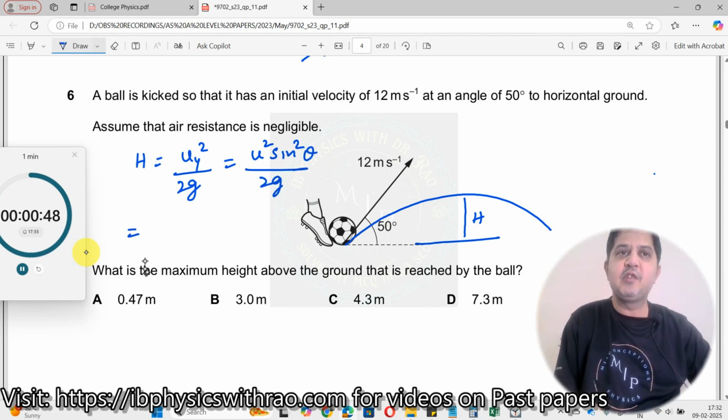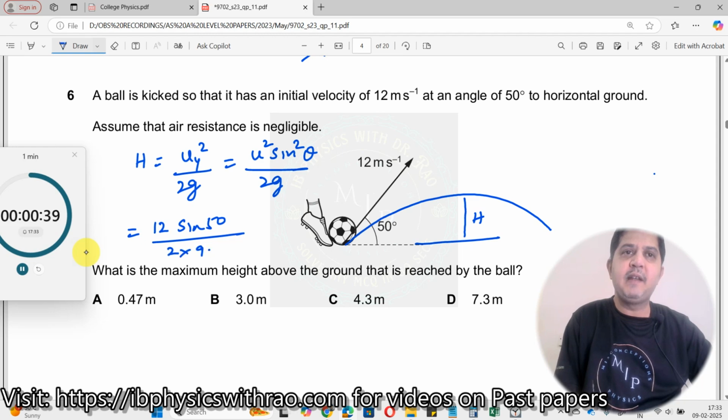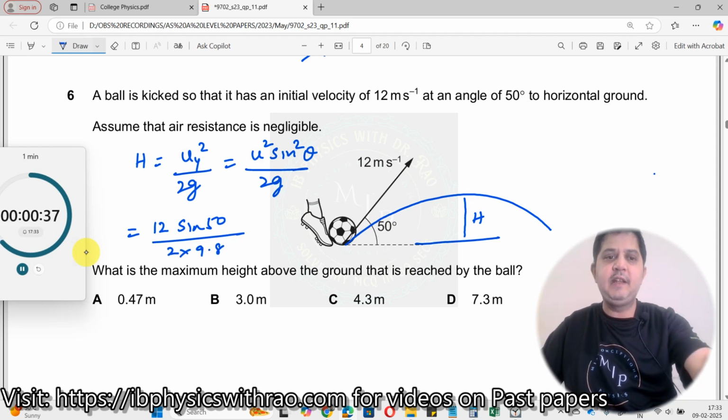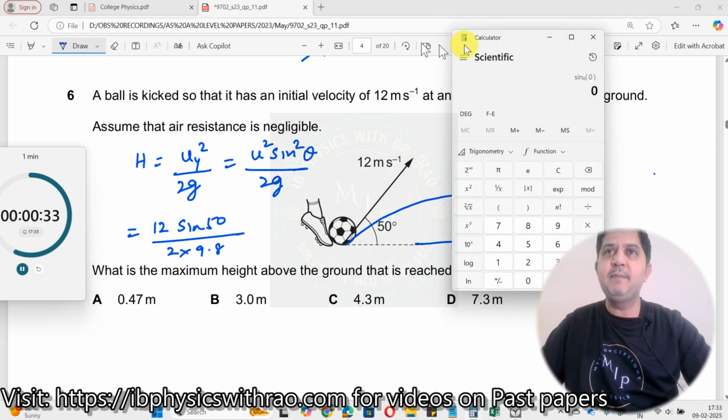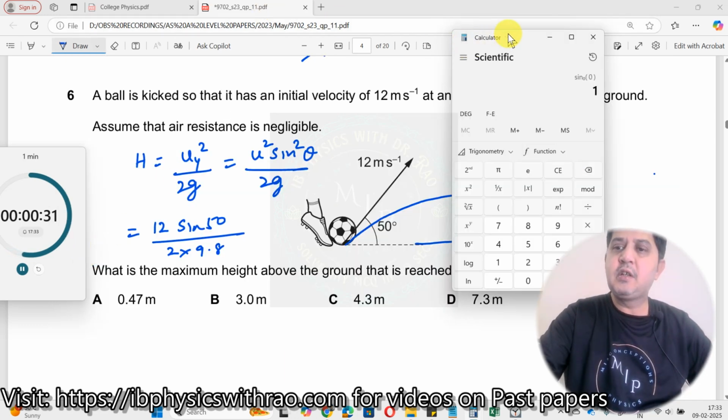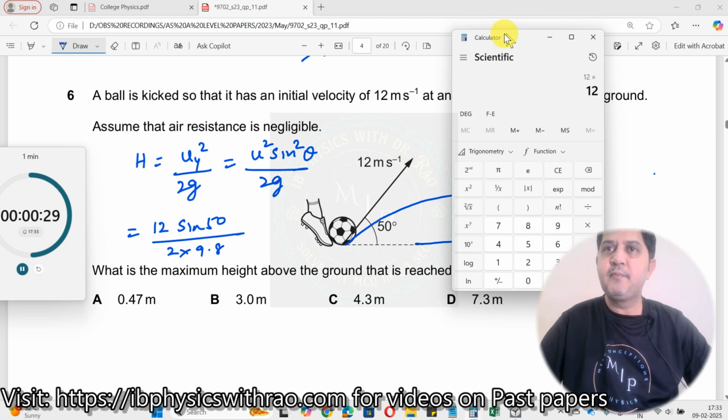Now let me substitute all the values. What is u? 12, and then sine theta. What is sine? Sine theta, sine 50 divided by 2 multiplied by 9.8. Okay, let me do the calculation for you. So this will now be 12 into, okay, let me find out for sine 50.